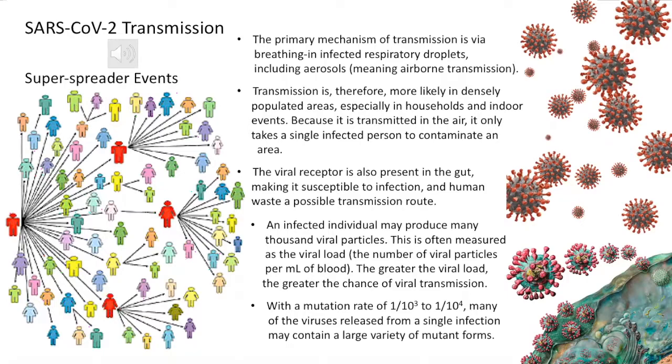There is another area of transmission that we need to consider. Because the receptor for SARS-CoV-2 is also found in the gut, this means that the virus can infect the gut and produce particles, which means that bodily wastes may also be a source of contamination. It's therefore suggested that when you visit the toilet and you flush the toilet, you keep the seat down when you flush, because that will prevent aerosols from entering into the environment.